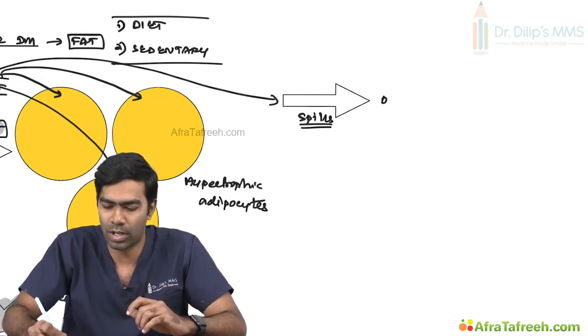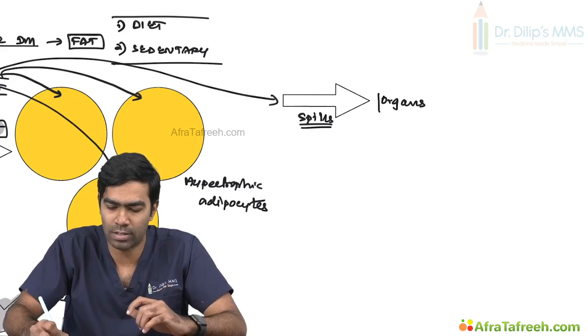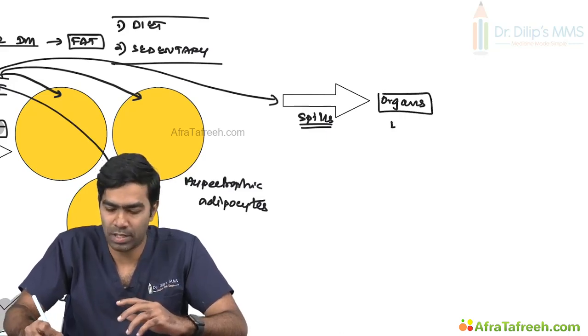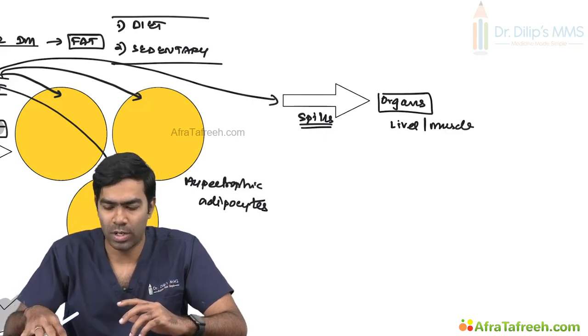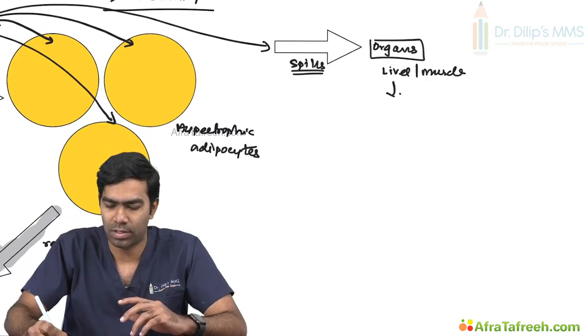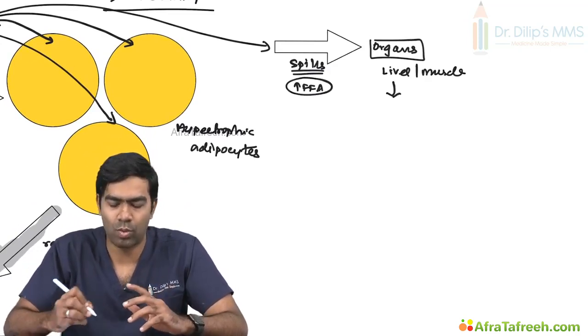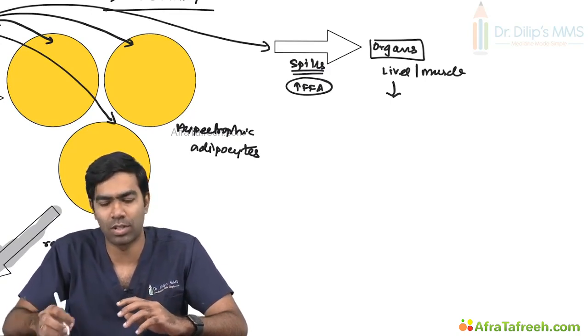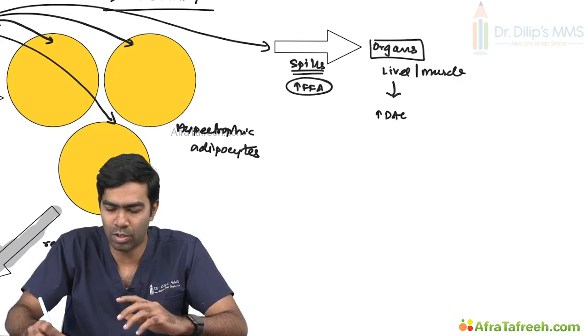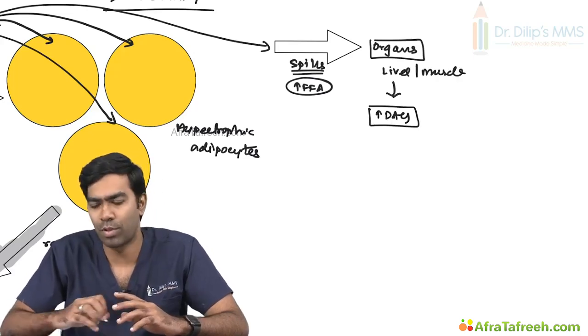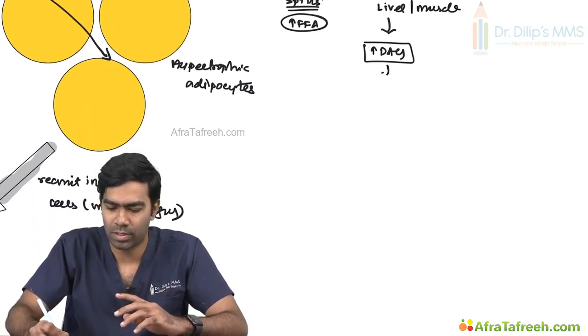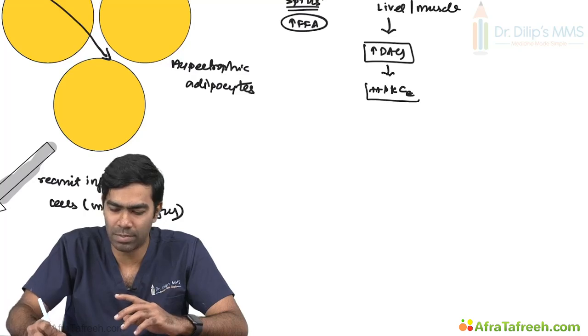It's going to spill over and go to the organs, especially the liver and the muscle, where the liver is going to be the most important. Once it goes into the liver, because these fats are nothing but free fatty acids, right? So once these free fatty acids are in excess and go to the liver, they're going to produce more diacylglycerol.